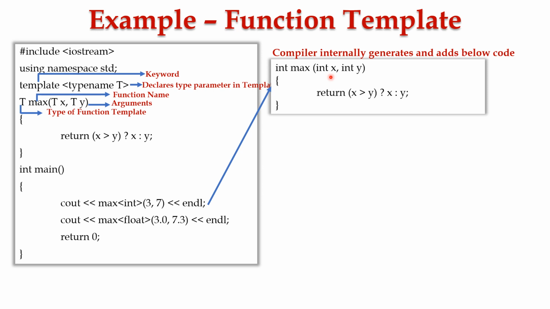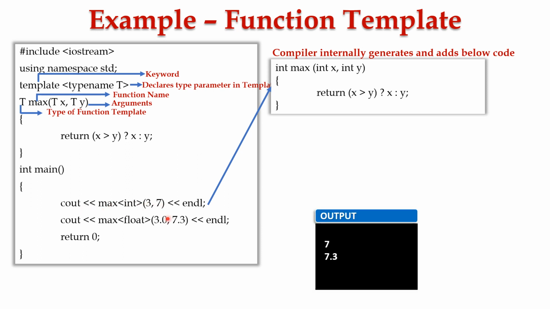And it returns the maximum value among x and y using the ternary operator. That is, we have 3 and 7 as the list of arguments, which are received here. 3 greater than 7 is false. So the value 7 is returned back to main, and using the cout statement, it is displayed to the user as shown in the output.